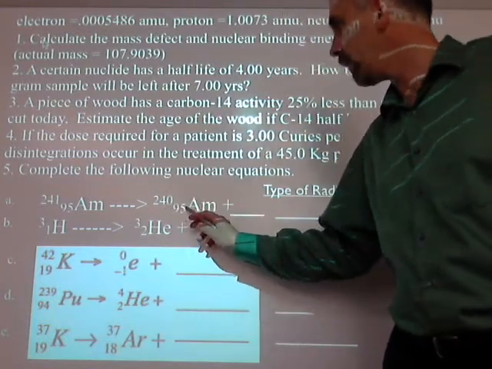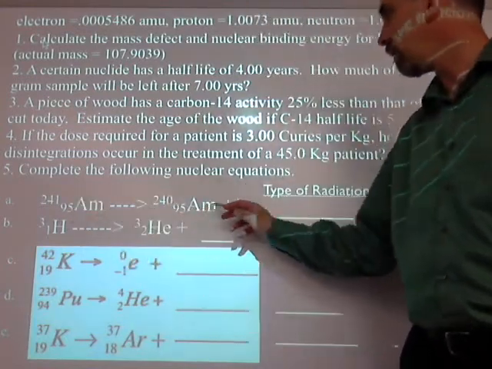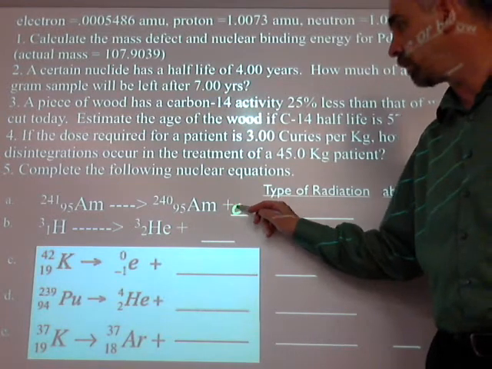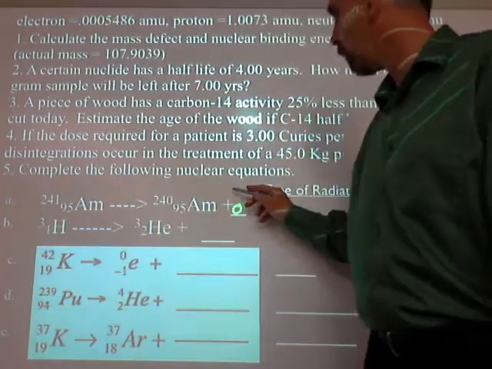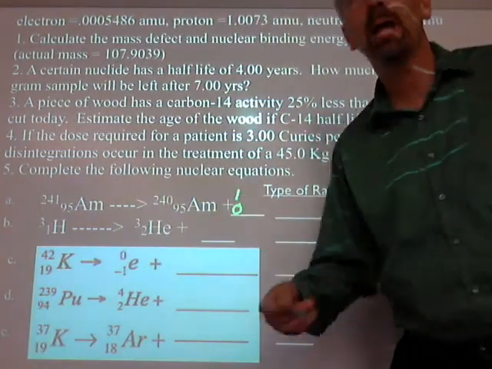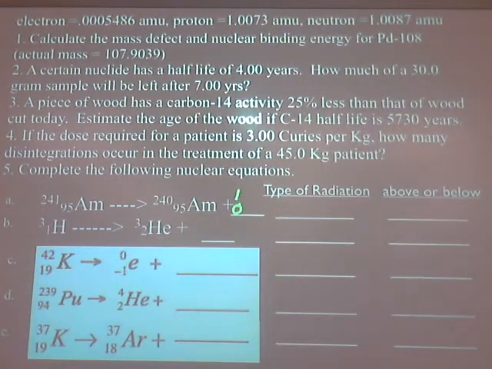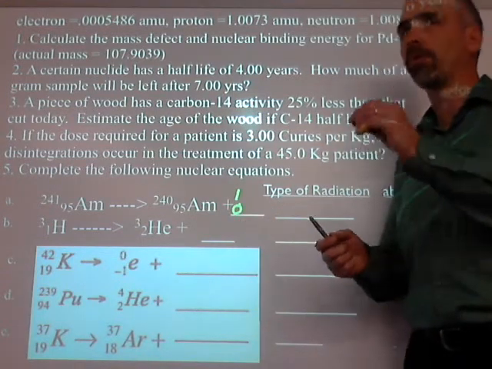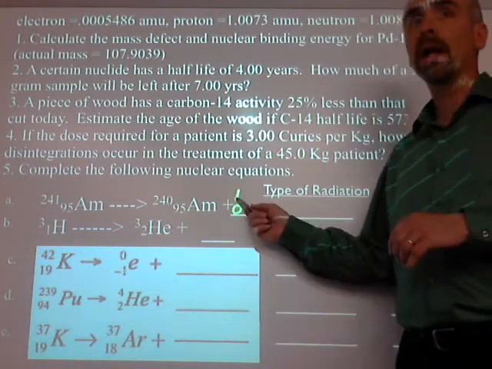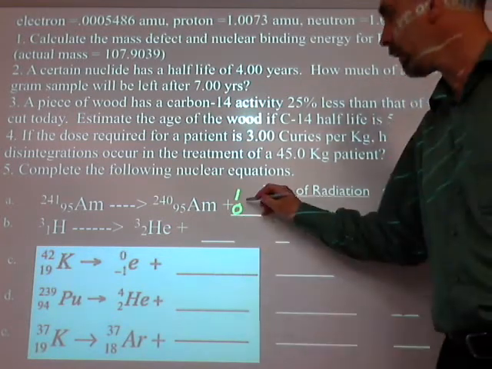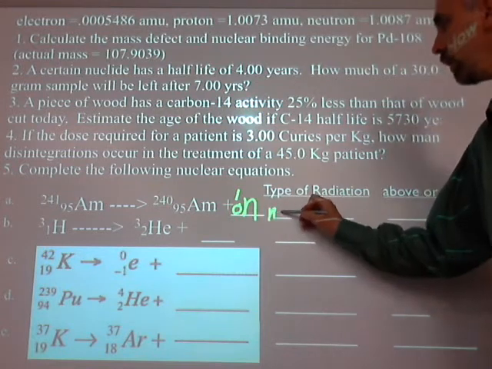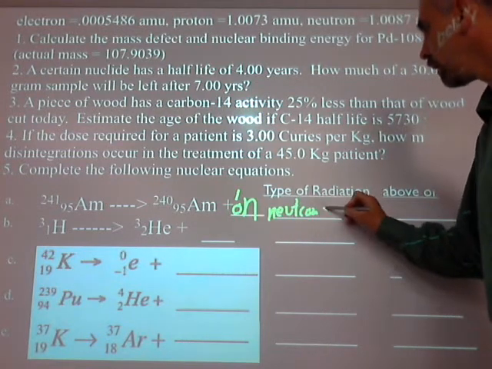I got a 95 here on that side. I got a 95 here plus something. That must be a 0, right? It's got to add up. 240, 241, what must this be? A 1. Now you have a question at this point. You have to think, what is that particle that has an atomic number of 0, which means it's not a proton, yet it has a mass number of 1, which means that's protons plus neutrons. What must that be? A neutron. So this would be neutron emission.